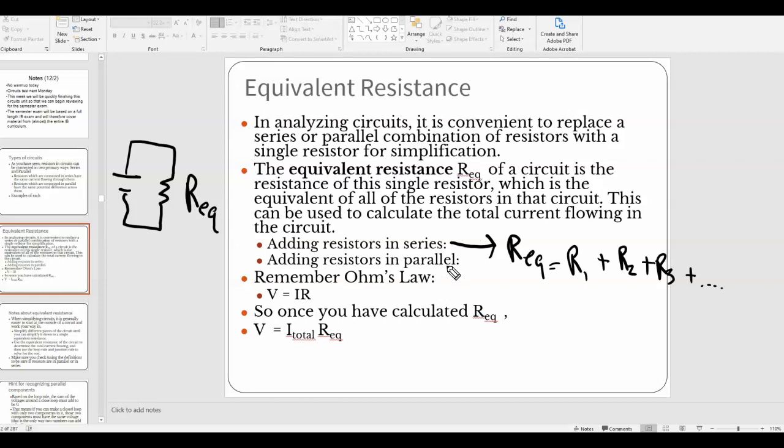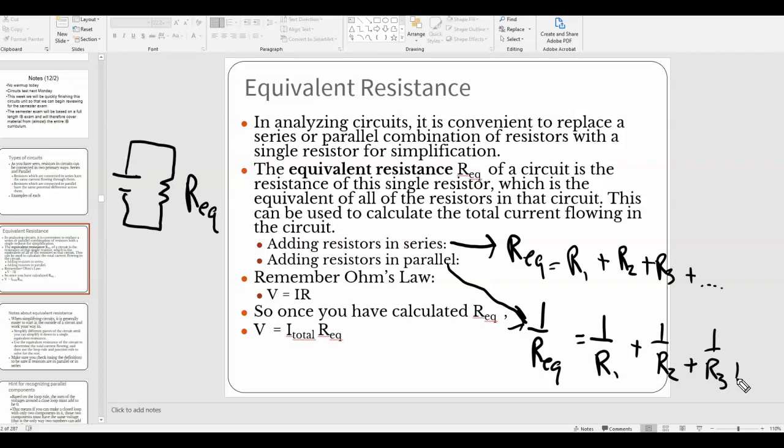Now, to add resistors in parallel, the equation looks slightly different, and it looks like this. It's 1 over Req, and again, Req is just the combination of two or more resistors. Okay, 1 over Req is 1 over R1 plus 1 over R2 plus 1 over R3, etc.